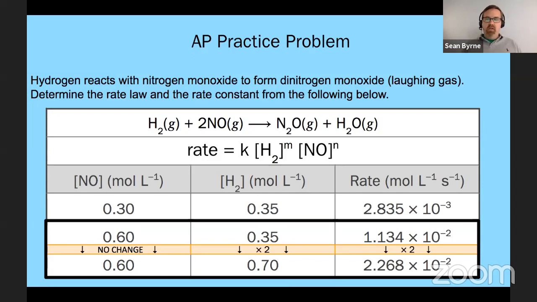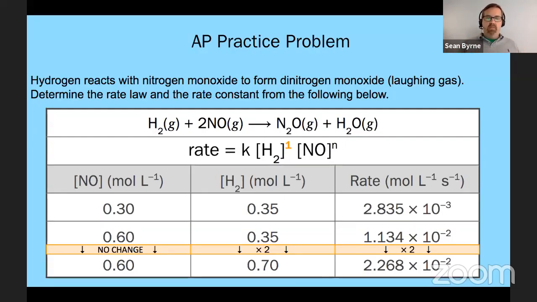And so what we can conclude from that is because they both doubled, because they both changed by the same factor, that the order with respect to hydrogen is a 1. Remember the trick here is to make sure that just because you see a 2 there, just because you see them double, doesn't mean that the order is a 2 as well, because what we're looking for is the relationship between how the reactant changed and how the rate changed.